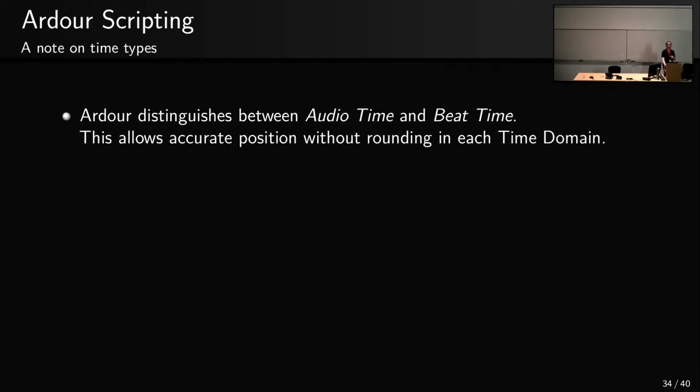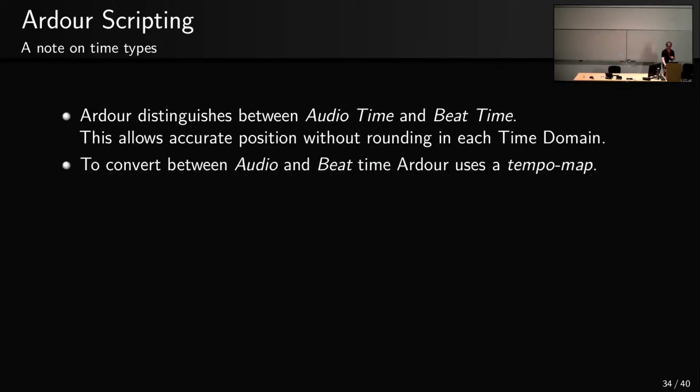So since Ardour 8, we have 2 completely different time domains for audio and beat time or music time. And to convert between them, there's an object called a tempo map. There's another one that you can retrieve from the session as a global variable. And you can use different functions.